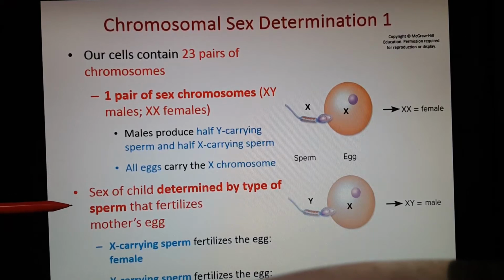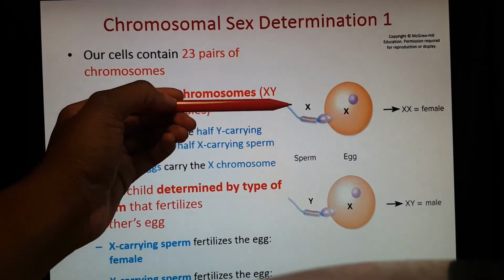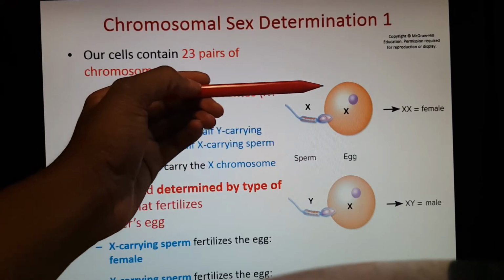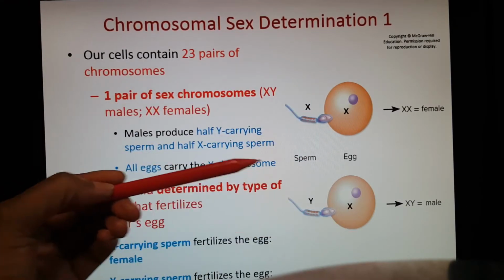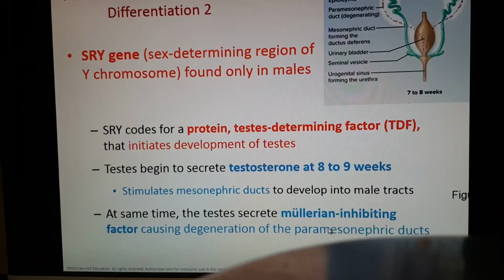So again, the sex of the child is determined by which sperm fertilizes the egg, whether it's an X chromosome sperm or a Y chromosome sperm. In order for the fetus to start developing as a male, there needs to be a gene on the Y chromosome. That gene is the SRY gene, the sex determining region on the Y chromosome. So there's your SRY. That gene is only found in males, only on that Y chromosome, which is not in females.